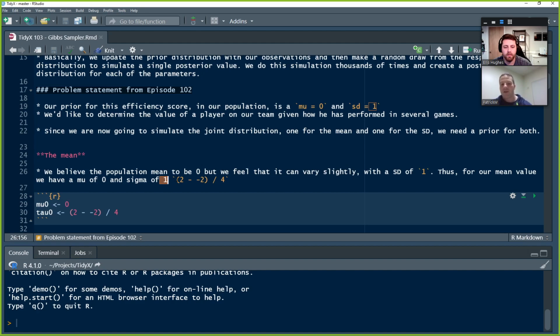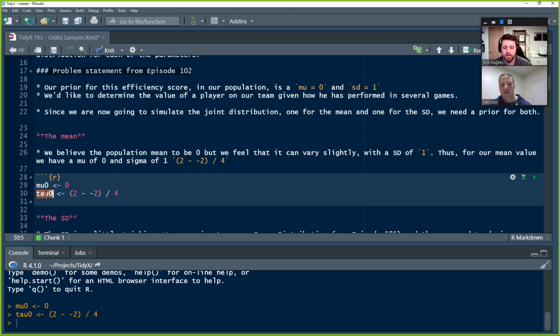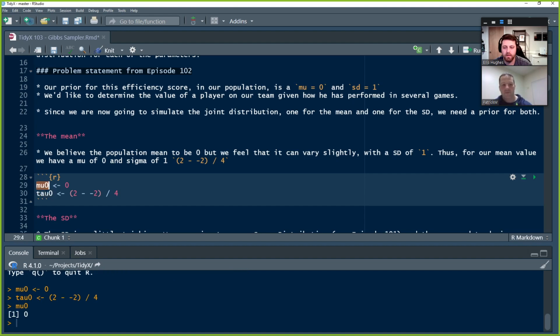So what does that look like? We have basically a 95% interval around 0. So if the standard deviation is 1, 95% is 2 standard deviations. So we have 2 minus negative 2 divided by 4, and that'll give us our mean and our tau, what we're calling tau, our standard deviation. So a mean of 0 and a tau of 1.